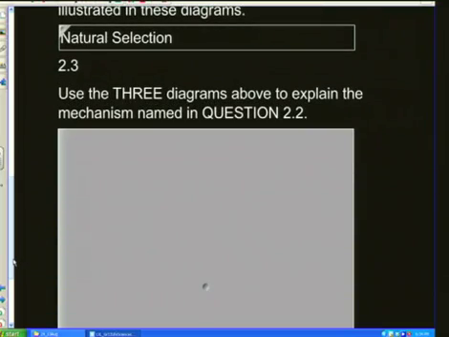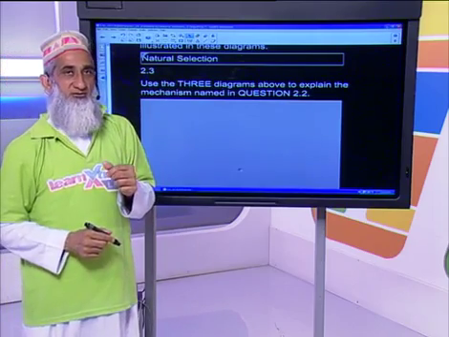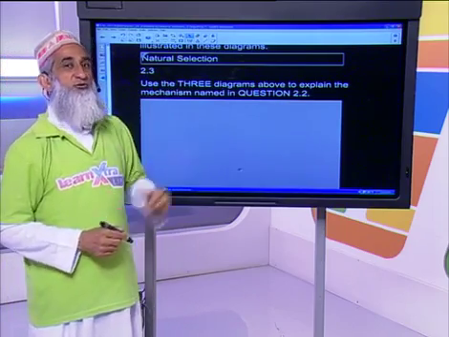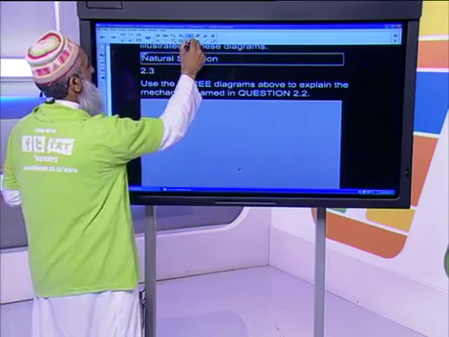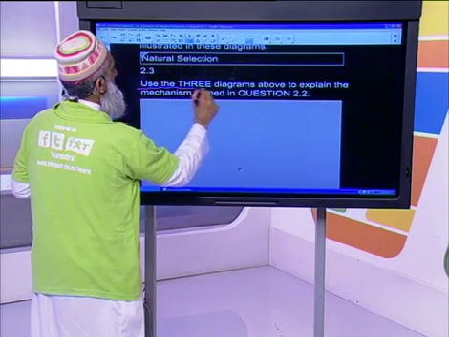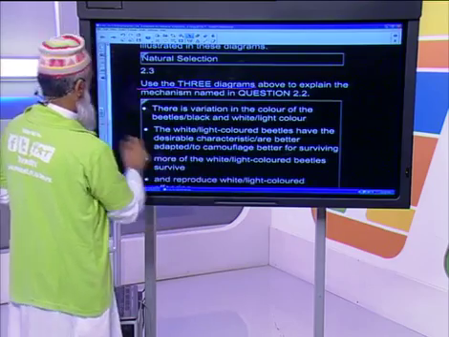Use the 3 diagrams above to explain the mechanism named in question 2.2. What did I tell you earlier? What must you use to answer this question? Those words that I put up on the screen earlier, right? So we need to use those words, but remember, learners, you have to contextualize it, because the question says use the 3 diagrams. So you have to use the diagrams. I'm going to open it up and then we'll discuss it together.